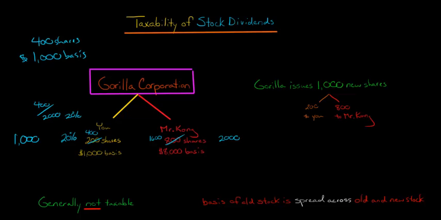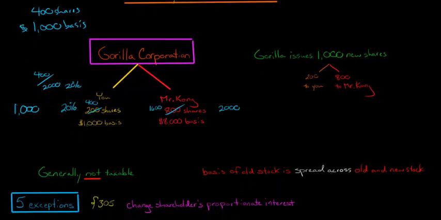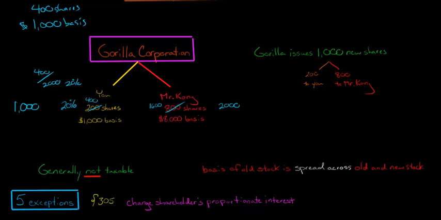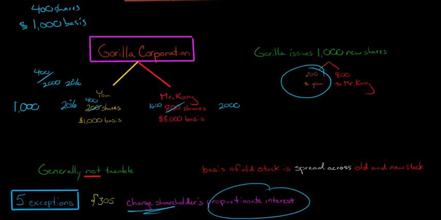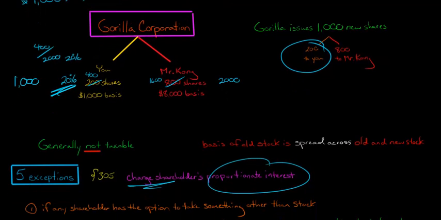But it's not that easy because there are situations where a stock dividend might actually be taxable. And there are 5 broad exceptions. They're outlined under Section 305 of the U.S. Tax Code. And basically the theme with all of them is that there's something happening that's going to change the shareholder's proportionate interest, right? Because the whole reason that a stock dividend, when the corporation issues you these new shares, is not taxable is because your proportionate interest has not changed. However, there are certain examples where there is a change.